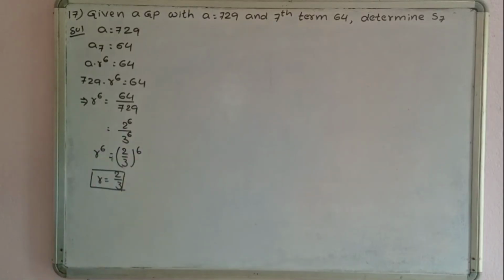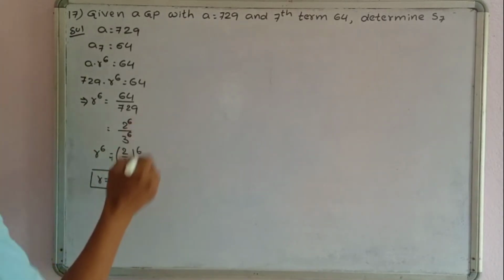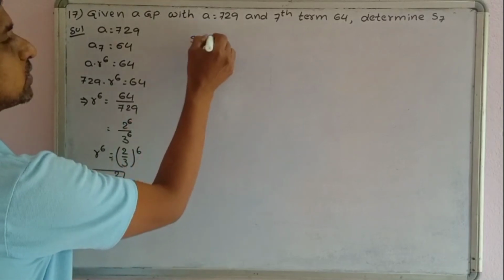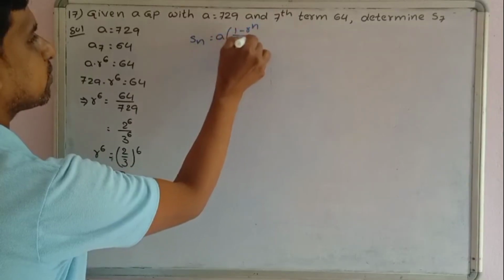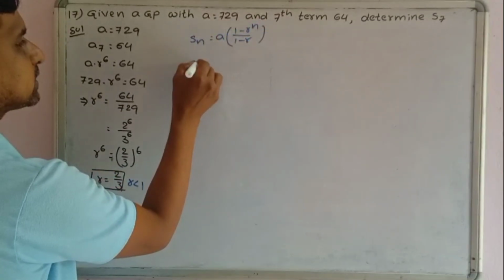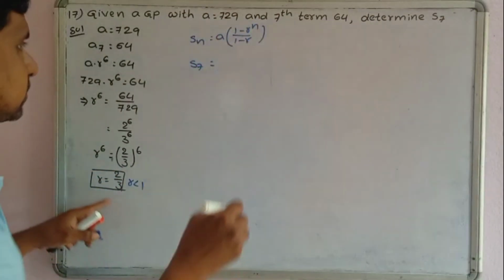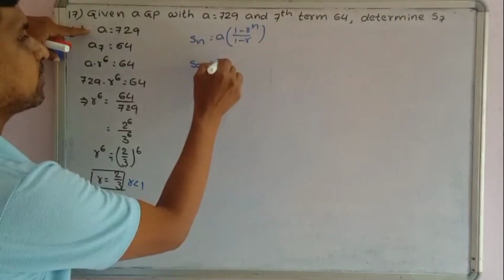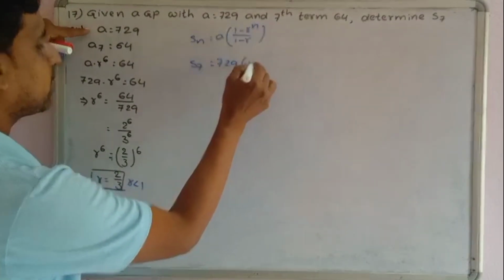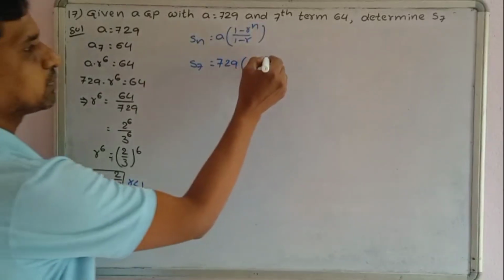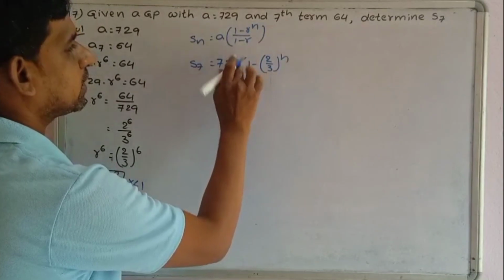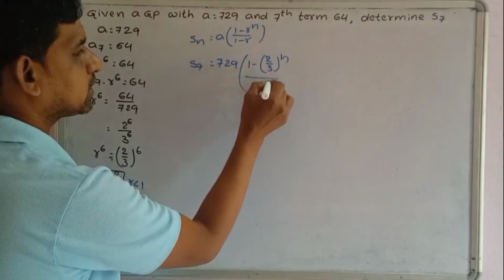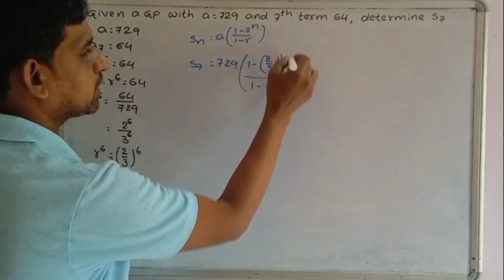Now we will find S7. Here r is less than 1. So what is the Sn formula? Sn equals a into 1 minus r power n by 1 minus r. Now I want S7, the sum of 7 terms. So a value is 729 into 1 minus r, where r is 2 by 3, whole power n, divided by 1 minus 2 by 3.